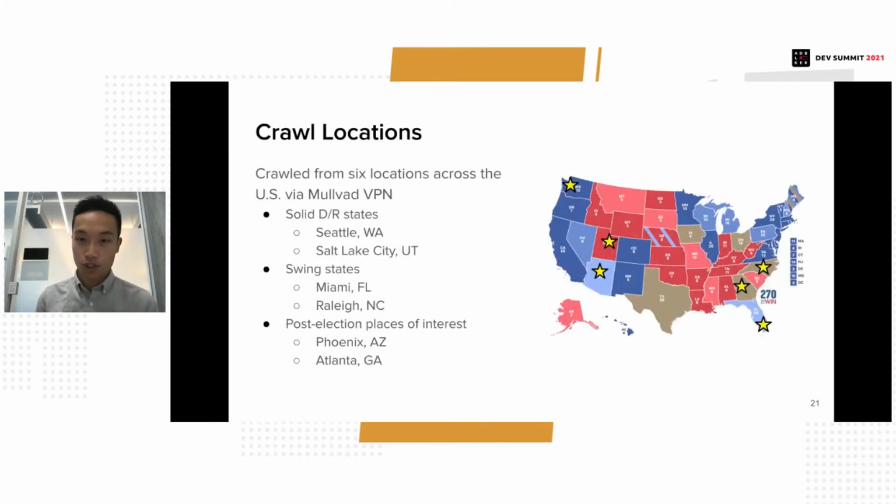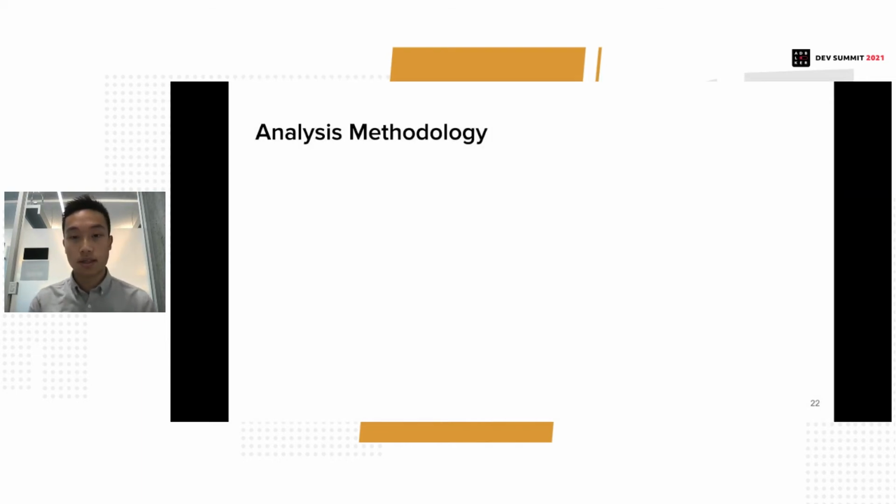To capture geographically targeted political ads, we used a VPN service to tunnel our crawl through different locations in the US. We crawled from 6 locations in our study so that our data contained ads seen in Democratic-leaning, Republican-leaning, and toss-up states. To analyze the data that we collected, we used a mix of natural language processing techniques, qualitative analysis, and quantitative analysis.